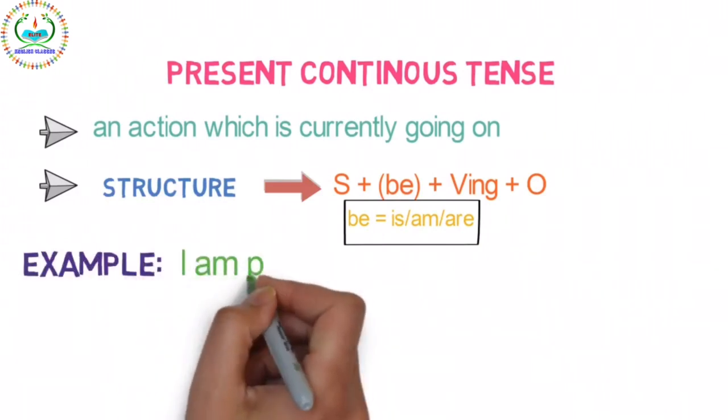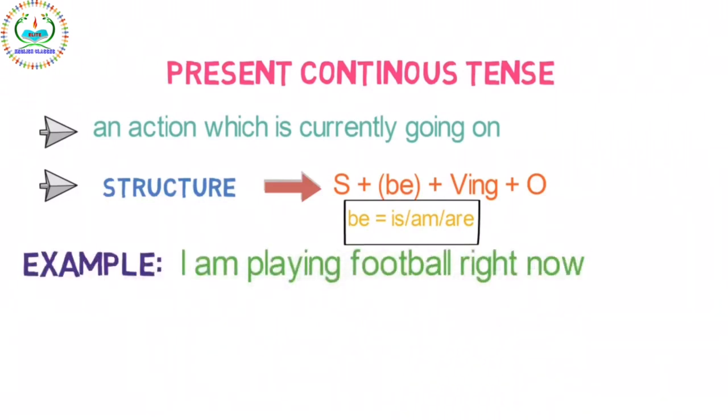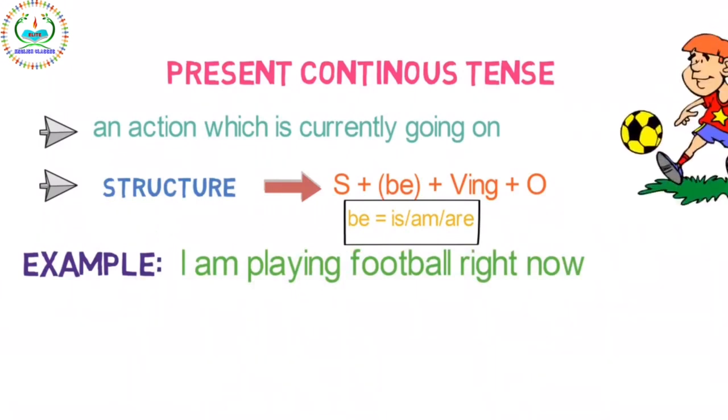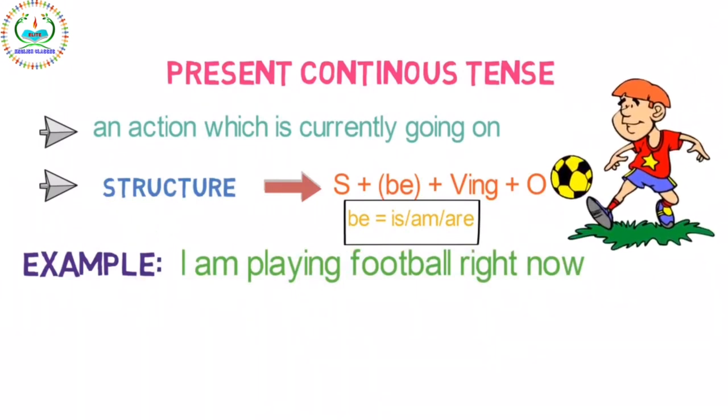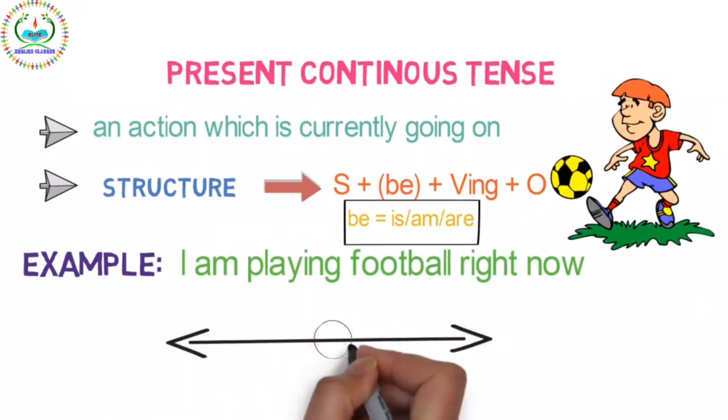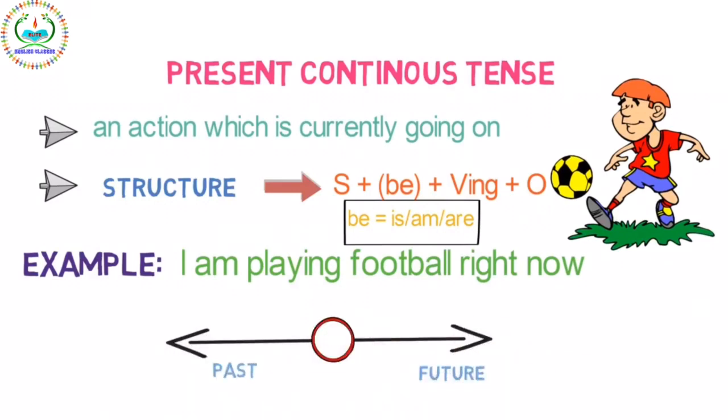Example, I am playing football right now. Here, my action of playing football is still going on and has not yet completed. So, in the timeline, it will appear exactly in the circle which indicates that the action is going on right now. Let's look into the next tense.